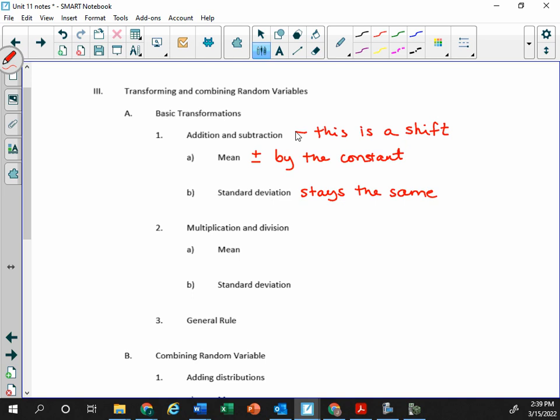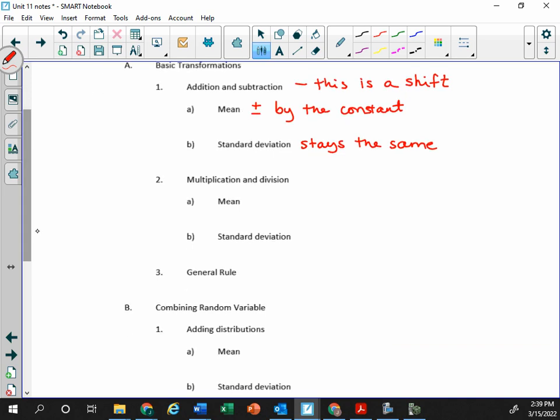Okay, if you are multiplying or dividing by some constant, this is considered a stretch. This is Algebra 2. It's okay. I won't make you graph it, I promise. We aren't going to suddenly look at parabolas and stretch them by 3.